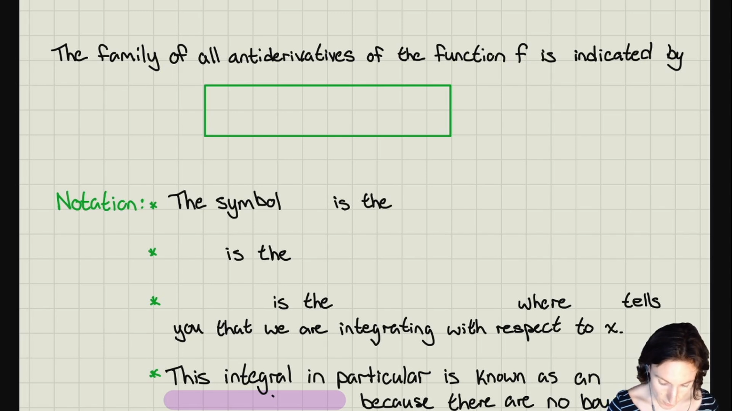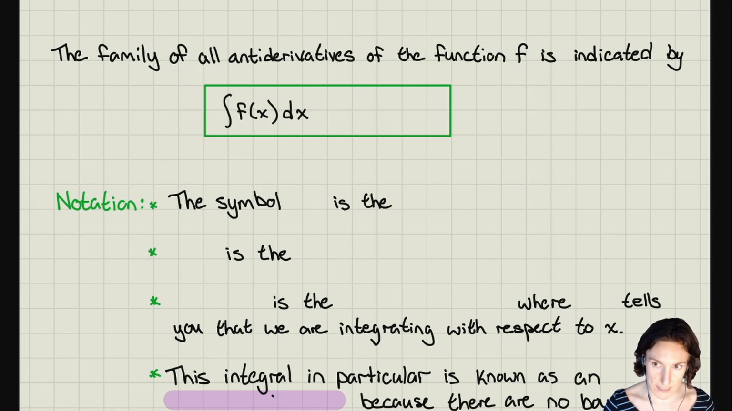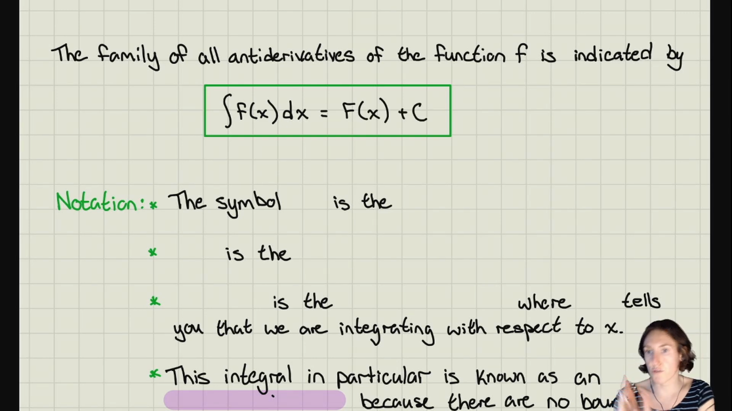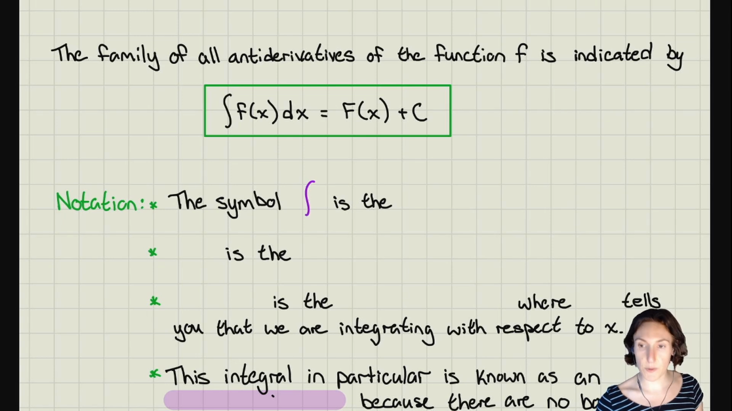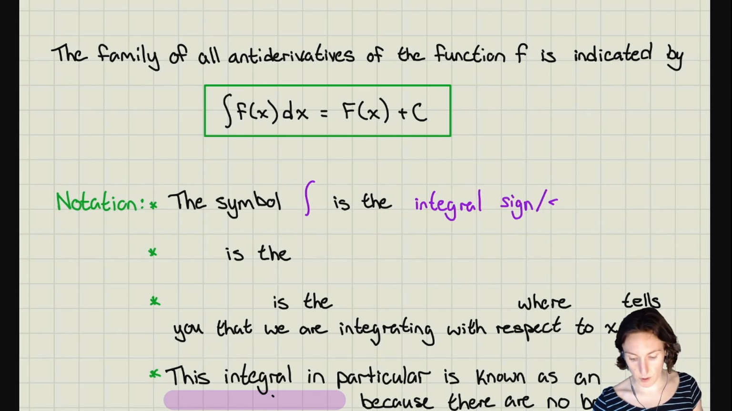I'm sure you've seen it before. If I want to say, what is the family of all antiderivatives that correspond to f of x, and then we say dx, and I'll say what that means in a moment. We would say this is equal to whatever the antiderivative is, and then we always put plus c because it's true up until a constant. Now how do I digest this notation? The symbol that looks like a weird sort of S is the integral sign, or the integral symbol.